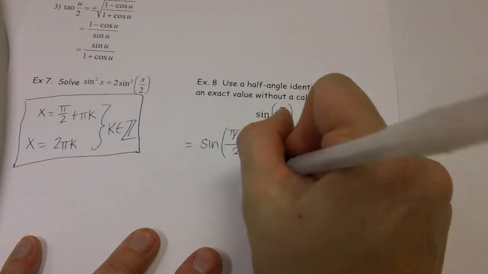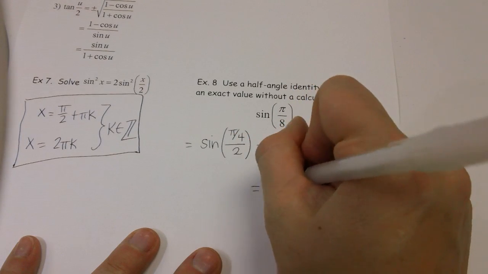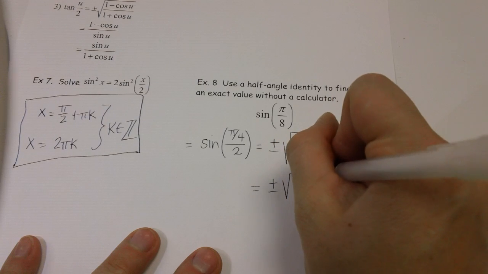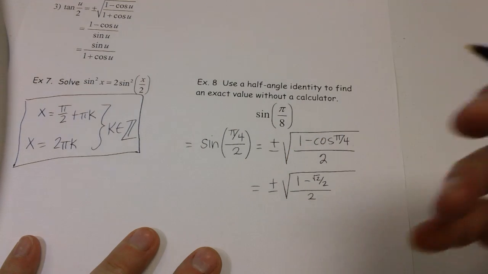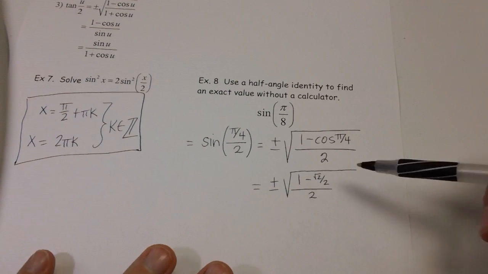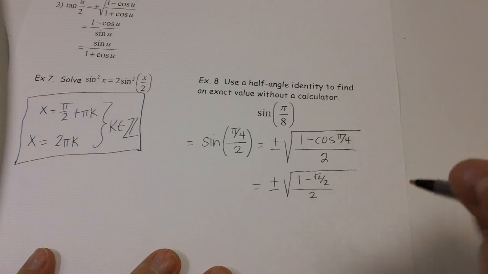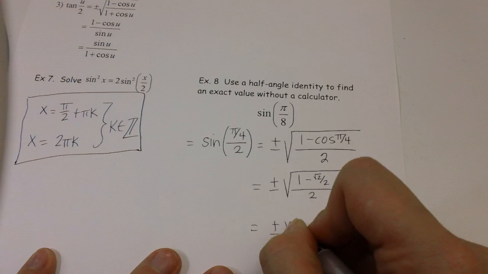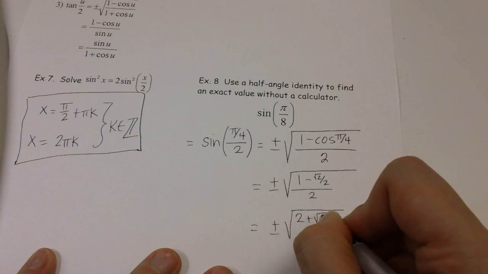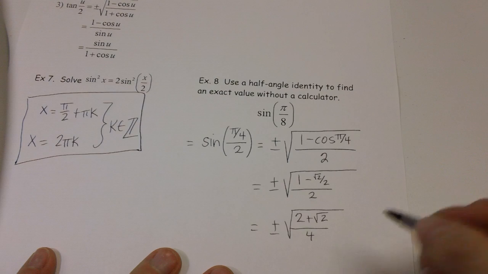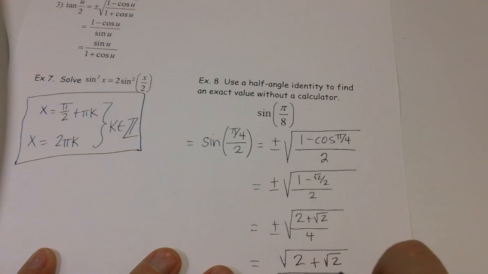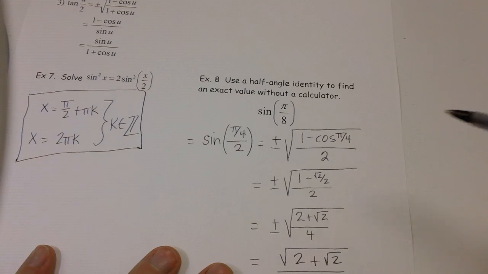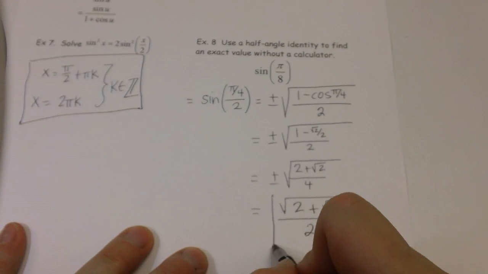That is equivalent to plus or minus the square root of 1 minus the square root of 2 over 2, all over 2. Just like we did before, we need to get rid of this complex fraction, so I'm going to multiply the top and the bottom by 2. When we do that, we get the square root of 2 minus the square root of 2 all over 4. When we simplify that, we end up getting the square root of 2 minus the square root of 2 all over 2.